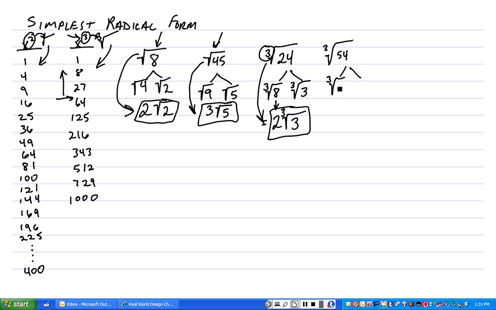So I know it's the cube root of 27 times the cube root of 2. 27 times 2 is 54. Okay, 27 is a perfect cube. There it is on our perfect cube list. So the cube root of 27 is 3. 2 is not a perfect cube, so it stays under the radical. So there's your answer in simplest radical form.